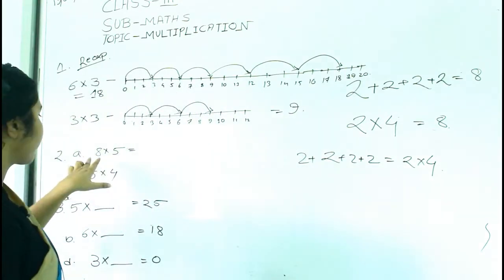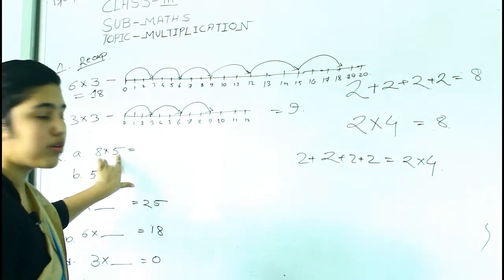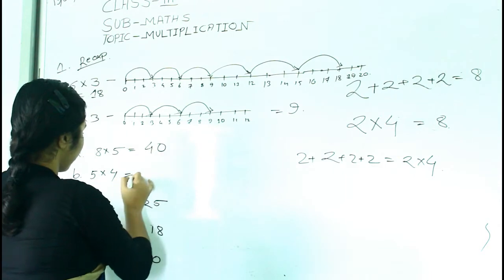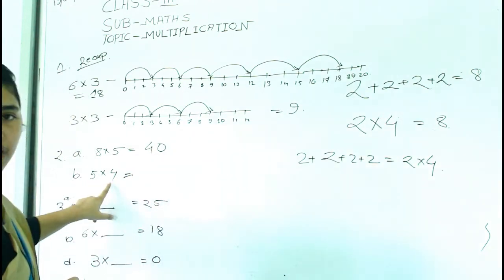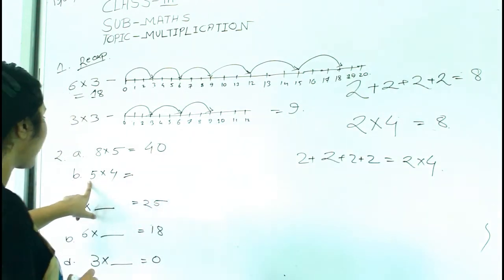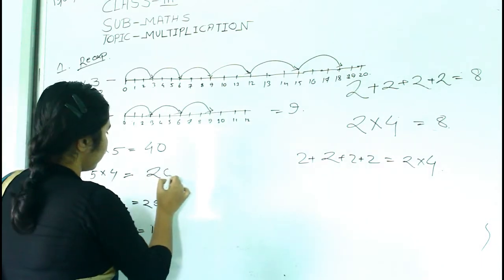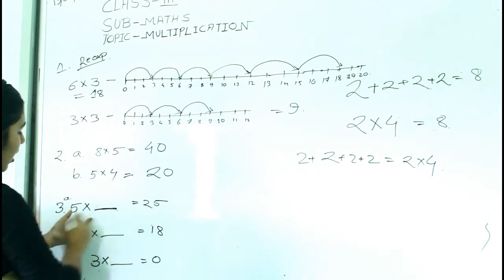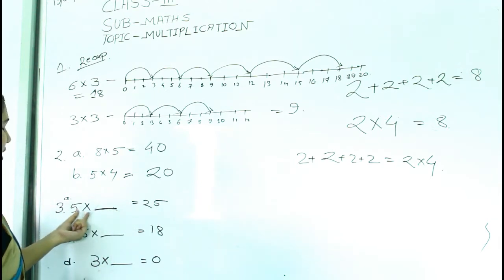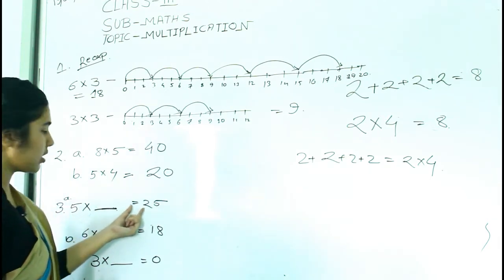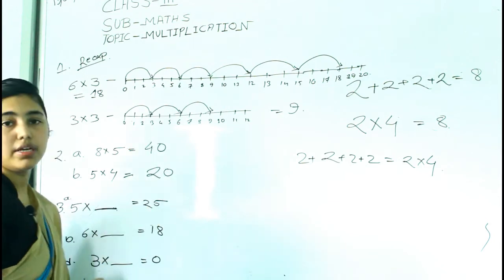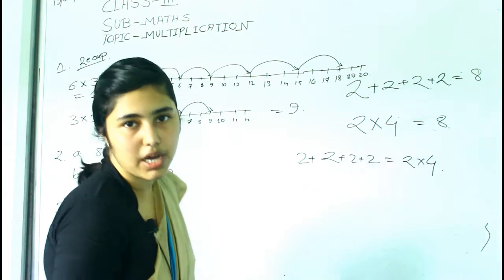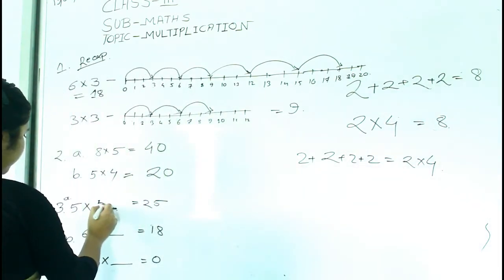Now here from the table of 5 we know that 5 8s are 40 and from the table of 4 we know that 4 5s are 20. Now we have to find the number that 5 into that number is equal to 25. Now from the table of 5 we know that 5 5s are 25.